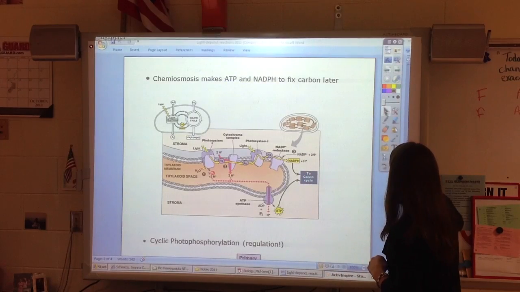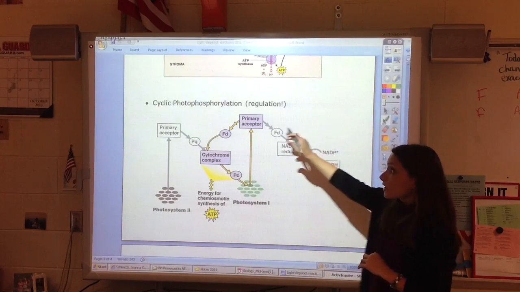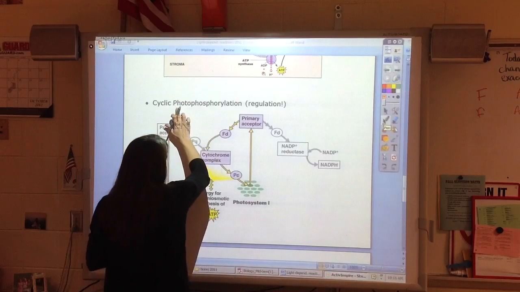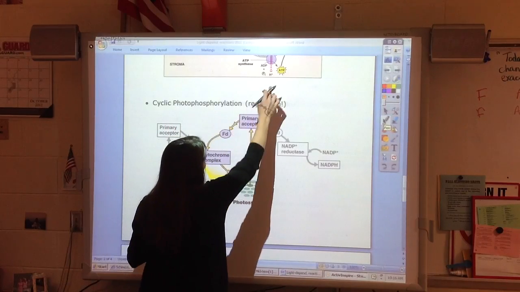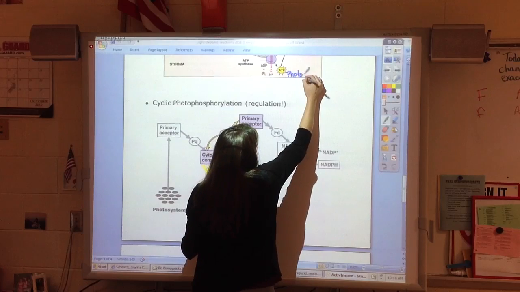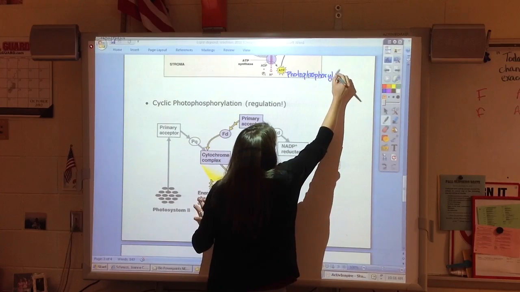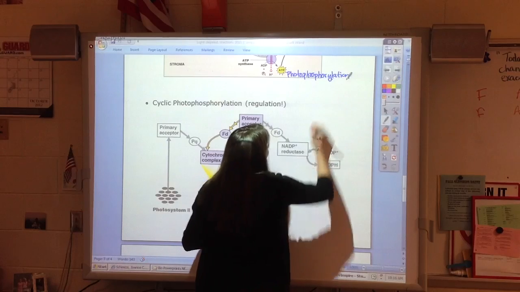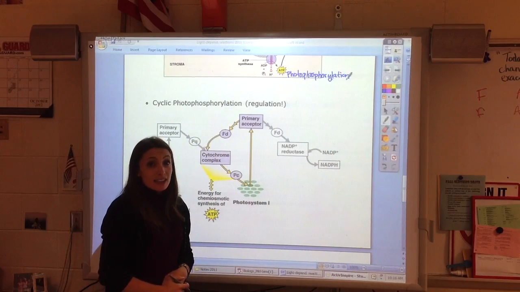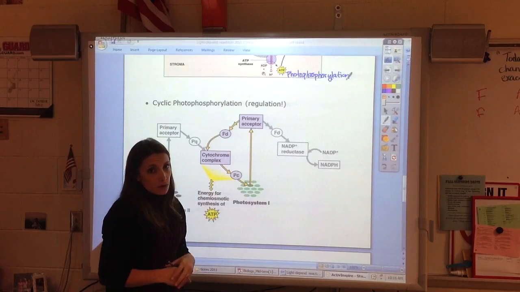There's a really important factor that has to happen in terms of regulation. And this is going to be called cyclic photophosphorylation. So the creation of ATP here is actually called photophosphorylation. During respiration, it was called oxidative phosphorylation. Now we call it photophosphorylation.